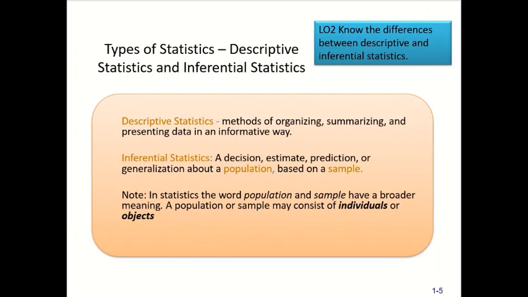Now next, let's talk about the major classifications of statistics, or two types of statistics, which are descriptive and inferential statistics. When we talk about descriptive statistics, what we mean is that it is related to the methods of organizing, summarizing and presenting data in an informative way.